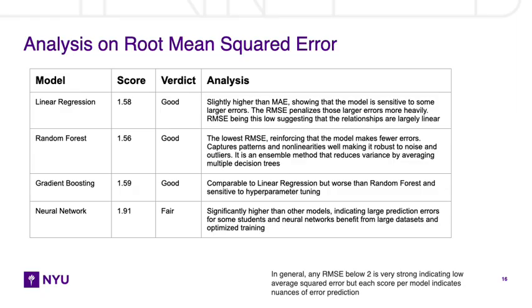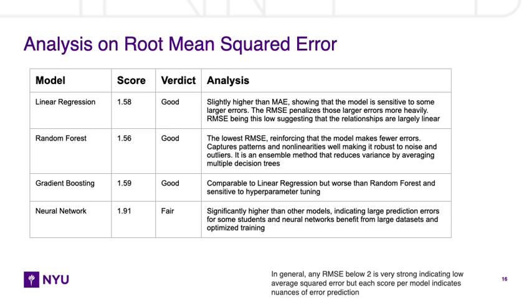The score being this low suggests that the relationships are largely linear. For random forest, we have reinforcing that the model makes fewer errors and captures the patterns and non-linearities well, making it robust to noise and outliers. It is an ensemble method that reduces variance by averaging multiple decision trees. Gradient boosting is also good, comparable to linear regression but worse than random forest, and sensitive to hyperparameter tuning.